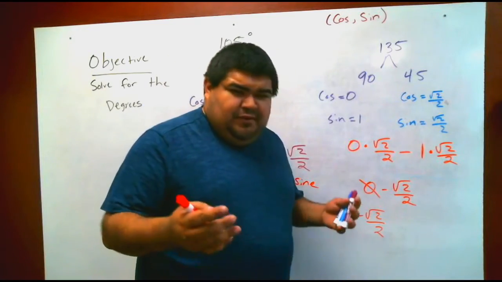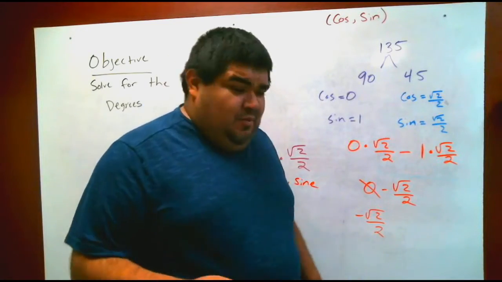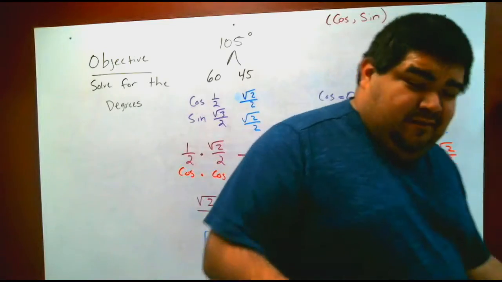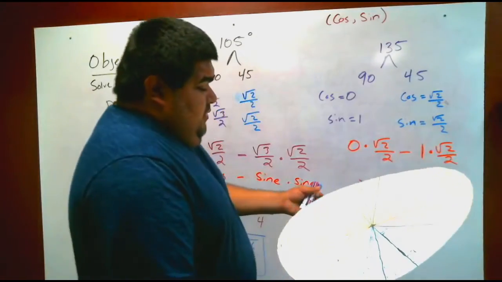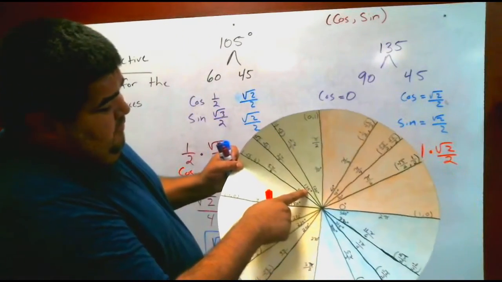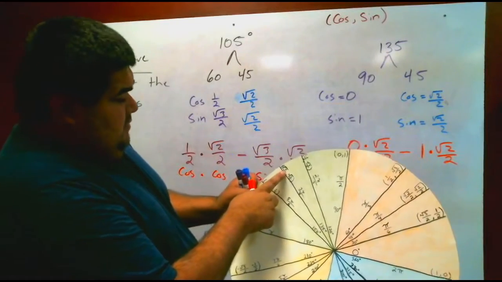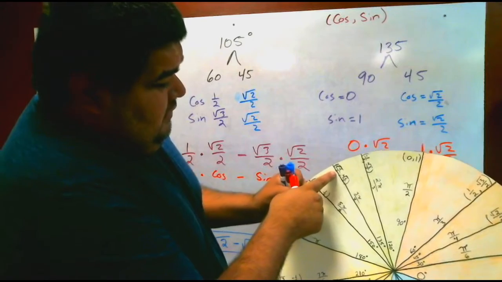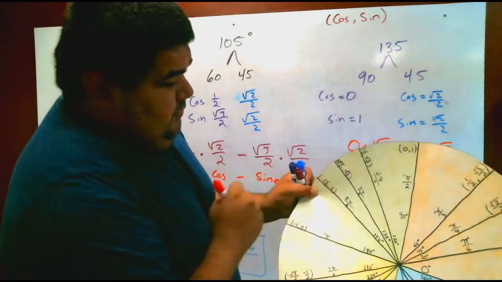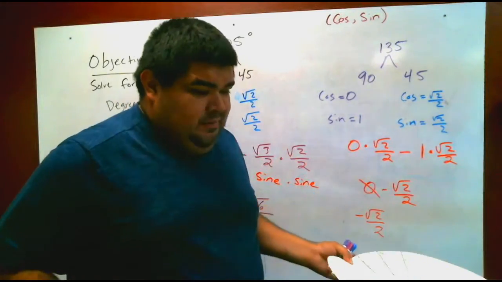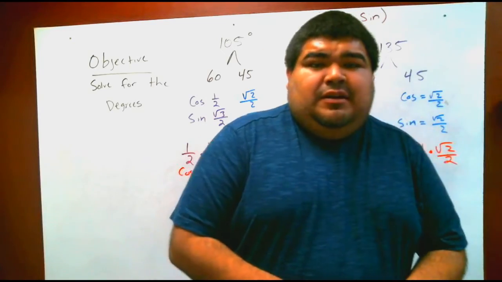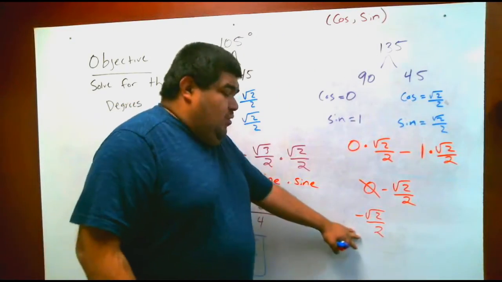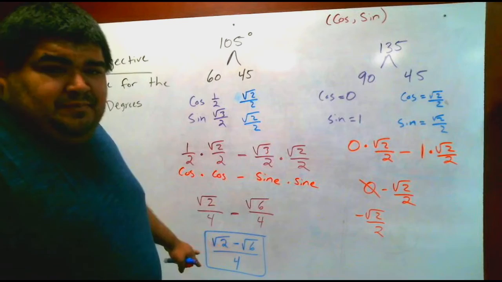You might ask yourself, is that the answer? Well, luckily we have 135 on the unit circle. If you look at 135, notice that your cosine in this case is negative radical of 2 over 2. And that's it. All you have to do is solve them this time.